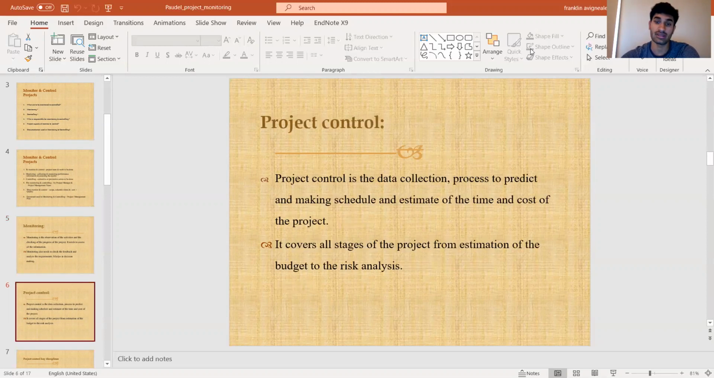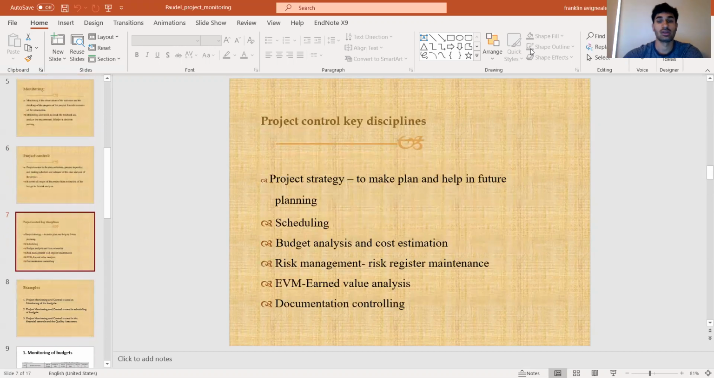Project control is the data collection process to predict and make a schedule and estimate of the time and cost of the project. That covers all stages of the project, from estimation of the budget to the risk analysis. There are some sectors in project control: project strategy that helps in making the plan, scheduling, budget analysis, cost estimation, risk management, value analysis, and the controlling of the documentation.